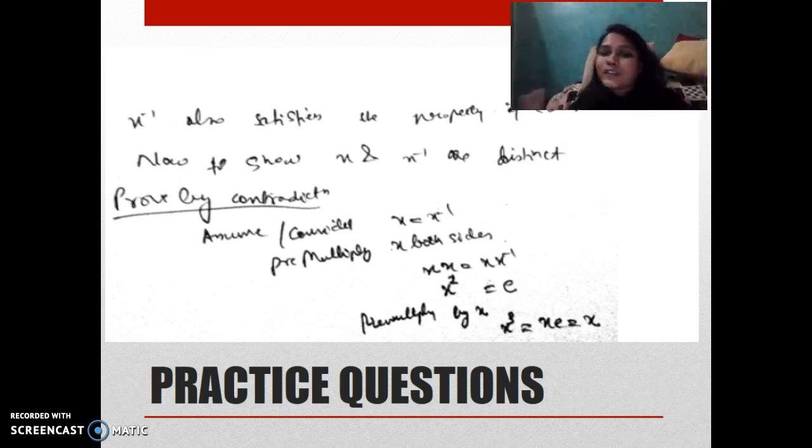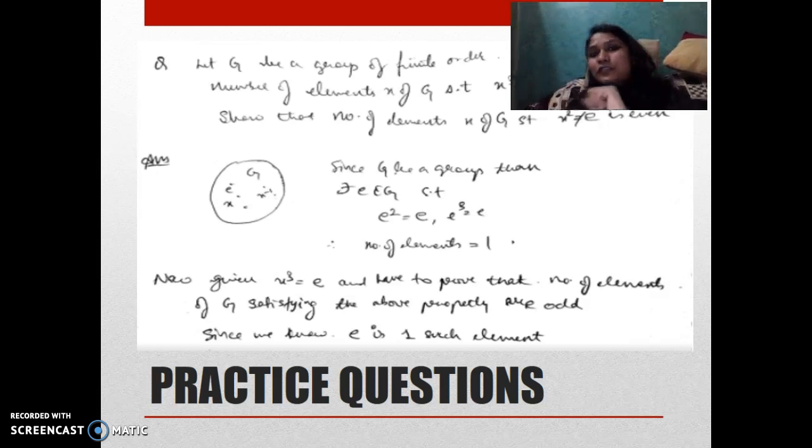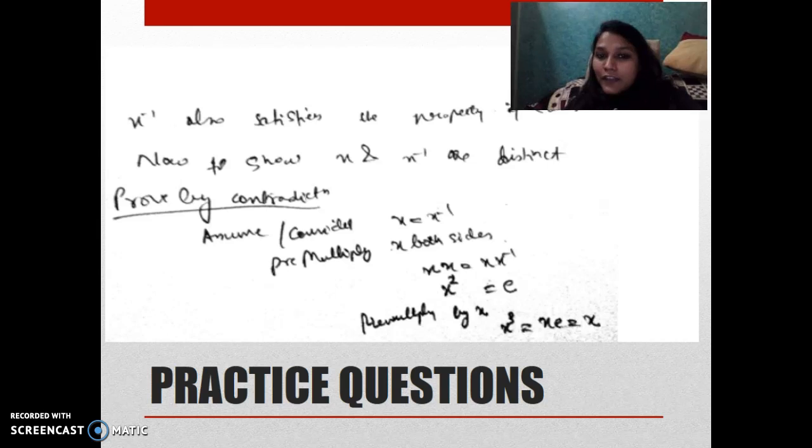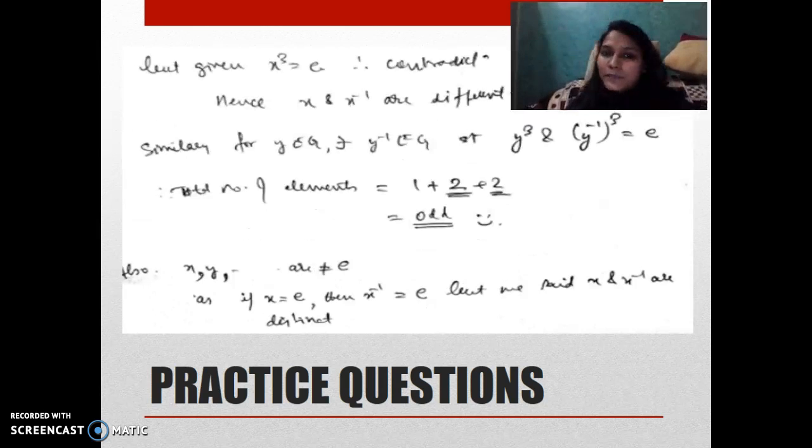Assume that x is equal to x inverse. Then you multiply x on both sides. So here it will become x square, and here it will become x into x inverse, which is e. And now you again multiply by x. So you get x cube as x into e, which is equal to x. But in the question it is given that x cube is equal to e. Hence, you are contradicting whatever is given in the question. Therefore, x and x inverse cannot be the same and they are distinct elements. So this is first of all proving that.